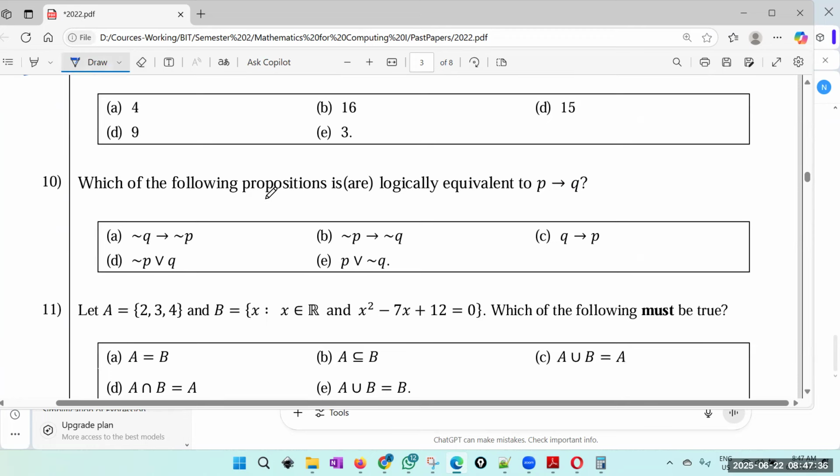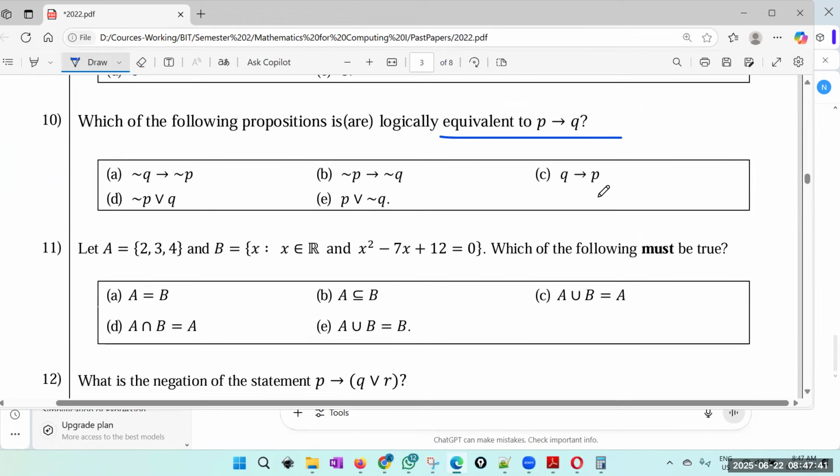Which of the following propositions are logically equivalent to P implies Q? So what is the meaning of P implies Q? Can someone tell me what is the equivalent statement for this? No, there's an equivalent statement for P implies Q using other things. Not P or Q, right?